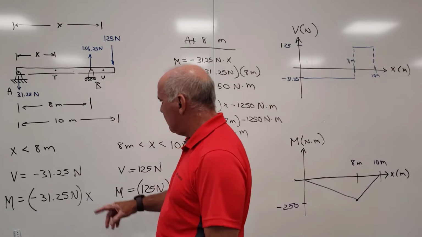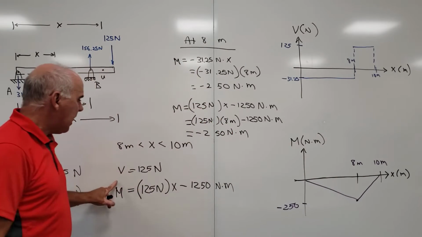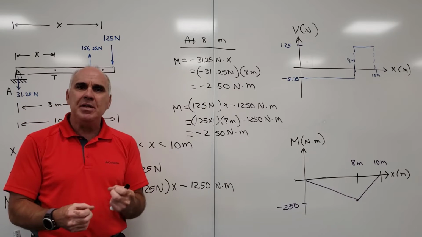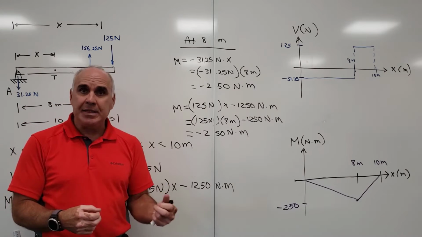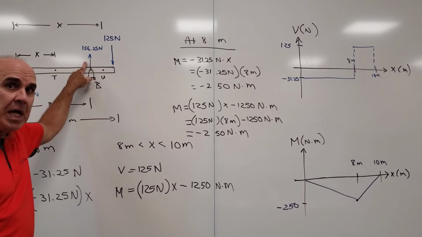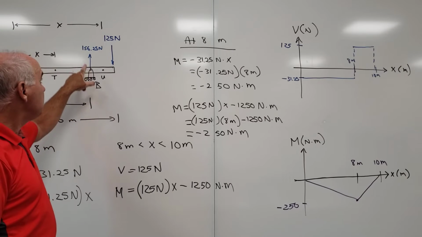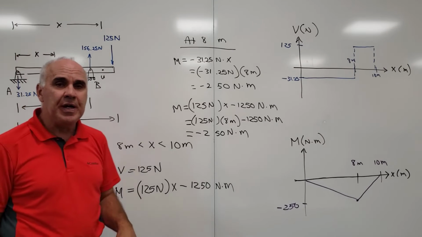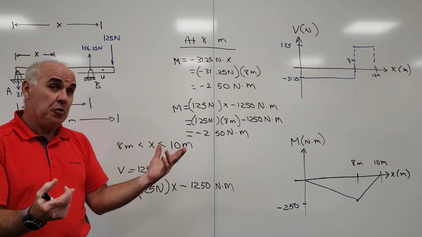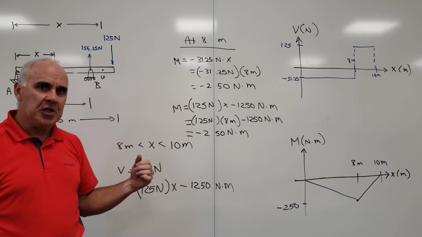Now the shear was not. The shear went from minus 3125 to positive 125. Why did it change? What made the shear not continuous? What makes it change is the fact that there's a force applied at this location, at point B. And that force is negative 156.25 newtons. That force forces, if you will, a discontinuity in the force function.